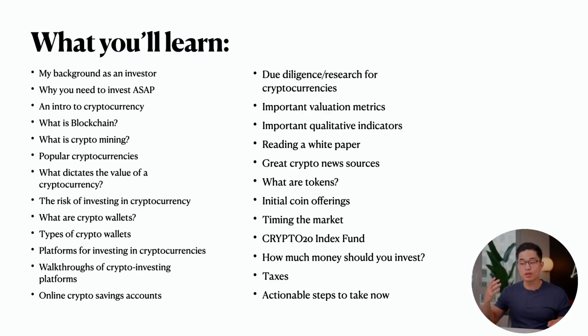Then we'll talk about what tokens are and initial coin offerings, ICOs. I'll give you guys my own research and beliefs about timing the market. Then we'll go into the Crypto 20 Index Fund, which is just a pretty cool way to invest in cryptocurrencies. And then we'll talk about how much money you should invest. This really depends on your situation, but we'll go through some different scenarios. After that, we'll talk briefly about cryptocurrency taxes and what you need to do to prepare for those. And finally, the actionable steps you can take. This is going to be an overview of the whole course and the things you can do right now to get started investing in crypto.